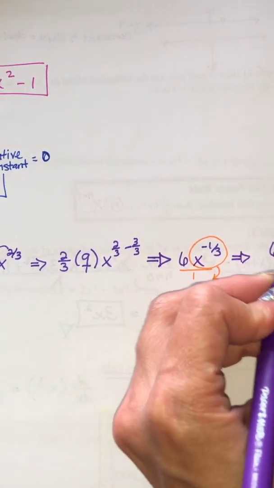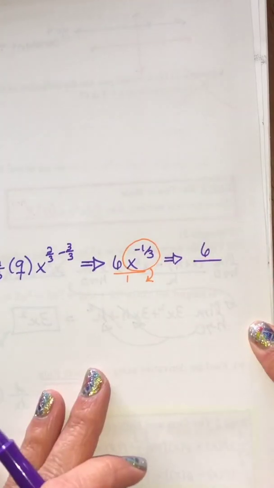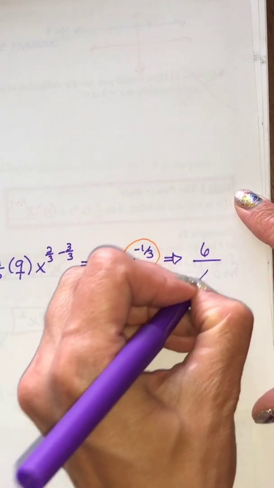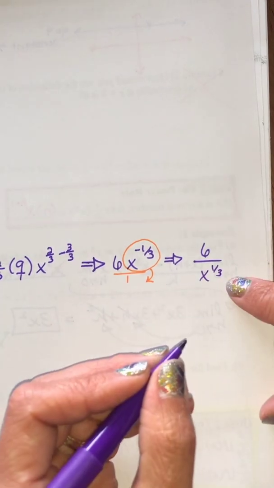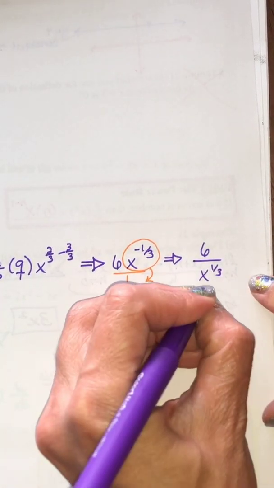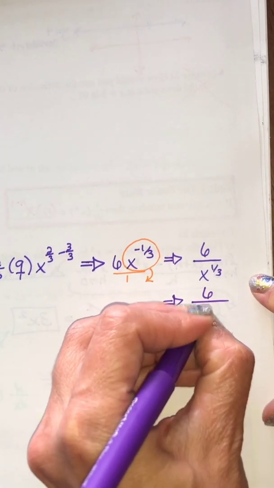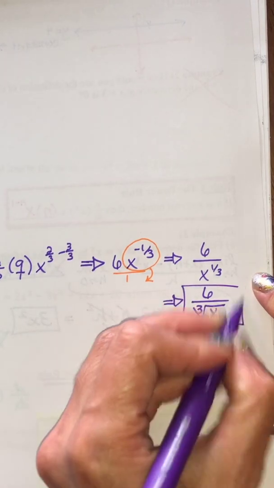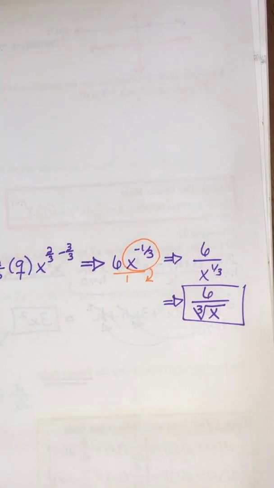So we'll have 6 over, and let's also remember that x to the 1/3 power, let me just write it. Let's change it back to a root. So that'd be 6 over the cubed root of x to the 1st, or just x. Boom shakalaka, there we go.